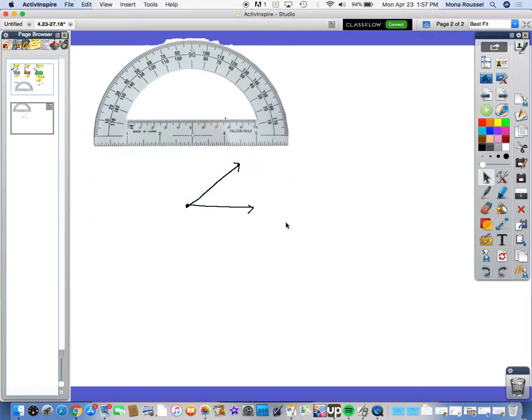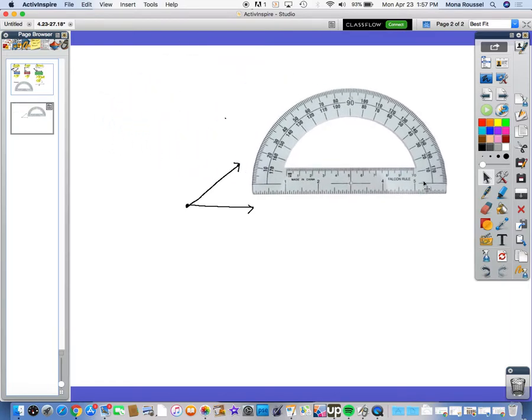You might wonder why there are two different sets of numbers on the protractor. Well, first of all, let's not forget we want to mark this as a 40-degree angle, which would classify it as acute.